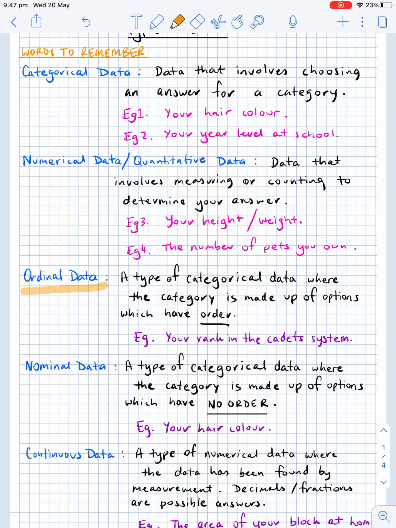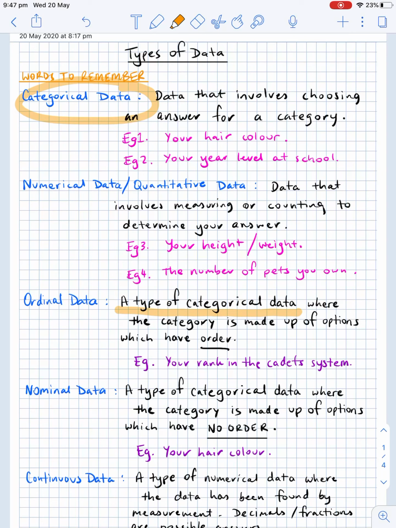Next up is ordinal data. Now, ordinal data is a type of categorical data. So it comes under categorical data. But it's where the category is made up of options which have an order to them. So an example of this could be your rank in the cadet system. You could be a cadet, or you could be a corporal or lieutenant, etc. Because those different categories for this question have a different rank, a ranking system, which definitely has an order from highest to lowest, that sort of data is considered ordinal data.